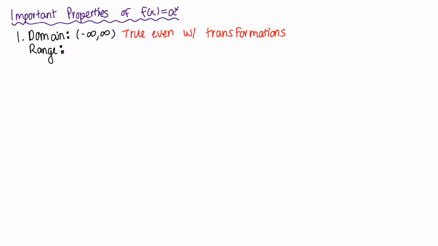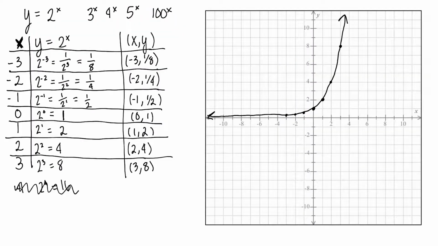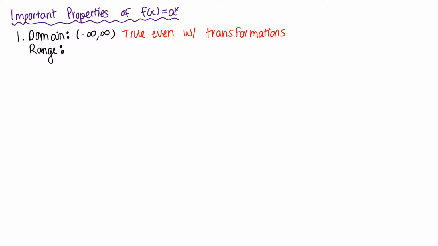The range. As long as your graph has not been shifted up or down, as long as there's no +5 on the outside here or -2 on the outside here, you are going to have a horizontal asymptote at y equals 0. So you're never going to touch y equals 0, and then you're going to hit every single y value going up to infinity. So your range is going to be 0 to infinity.